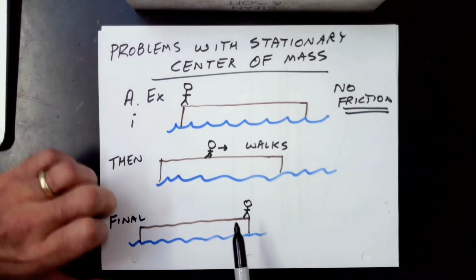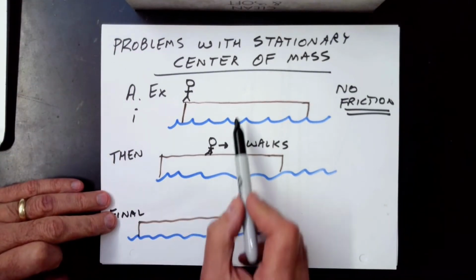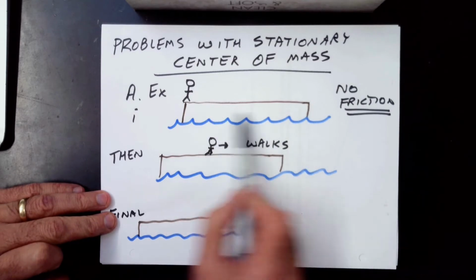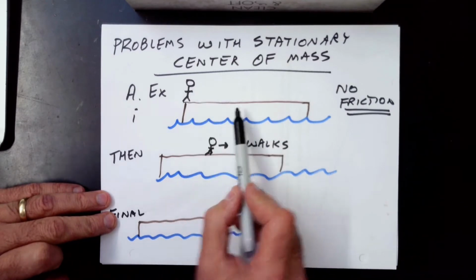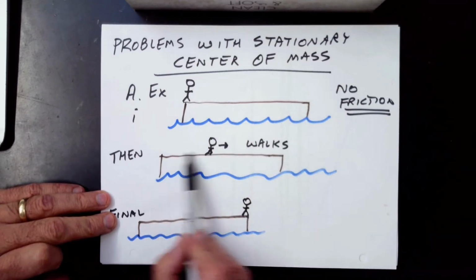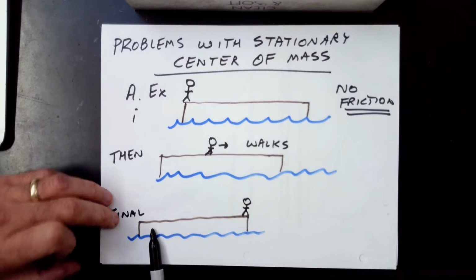And you see that the raft has moved. If they give you the mass of the person, the mass of the raft, and the length of the raft, and the person walks from one end to the other, how far has the raft moved in this direction? That's the way the problem is framed in its classic sense.